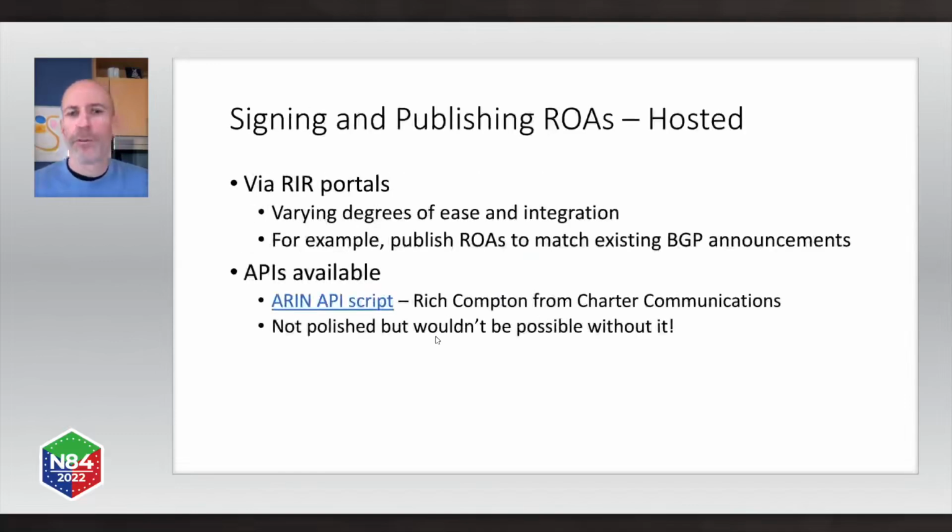All right, let's just get into the last part, which is the publishing of the ROAs for our address space. Two different models, right? There's the hosted model I kind of alluded to before. That's via the registry portals. There's varying degrees of ease and integration with using those. For example, some of the RIRs make it easy to take a look at the global BGP table, look at the matching for your address space, look at those BGP announcements and just say publish ROAs that match that, assuming that those are all correct. There's also APIs available. For instance, Rich Compton from Charter Communications published a script that makes use of the ARIN API, and it's not really that polished, but it was very helpful for us and really wouldn't have been possible given what we had to do without that. So much appreciation.